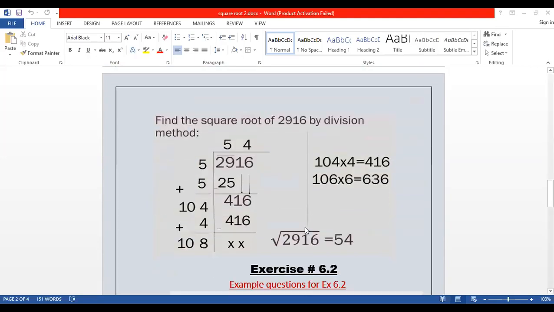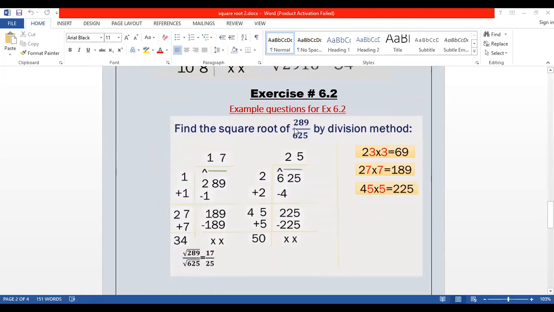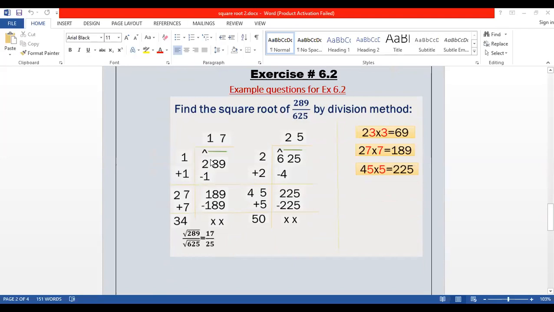Now here is one more example question. Exercise 6.2 example questions for you. Here you can see that there is a common fraction question. First you have to solve the numerator and then the denominator. In the same way you have to solve this question in your copy. You have to draw the rough column on the right hand side, and in the last you have to copy down the question, and then you have to write down the answer in this way.